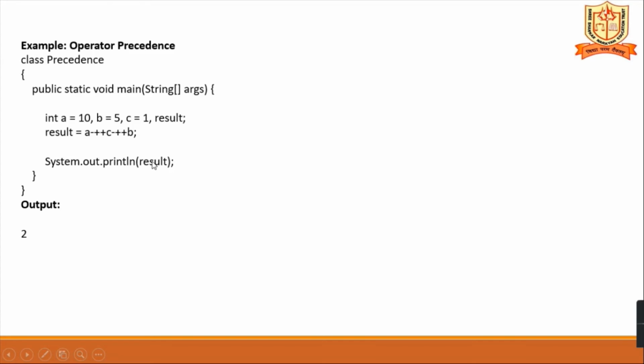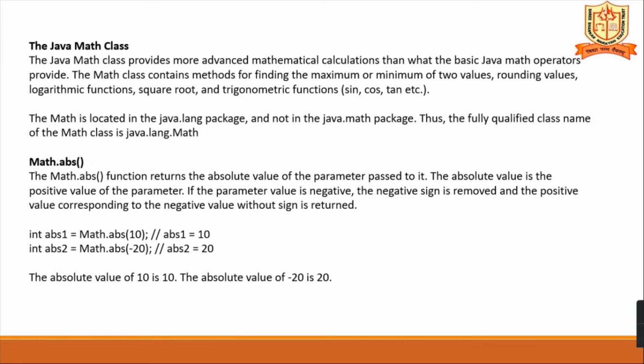What is stored in the result? The result is 2. That is the prefix. Prefix means first it is incremented and then subtracted. Postfix means first it is subtracted, and after that one is added to it.